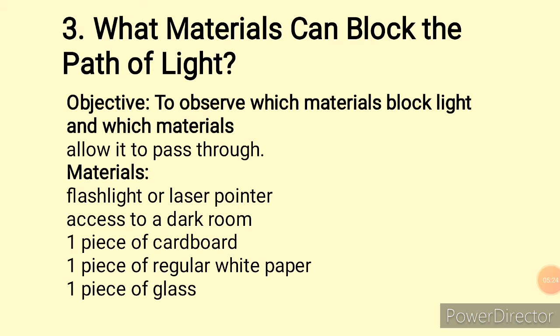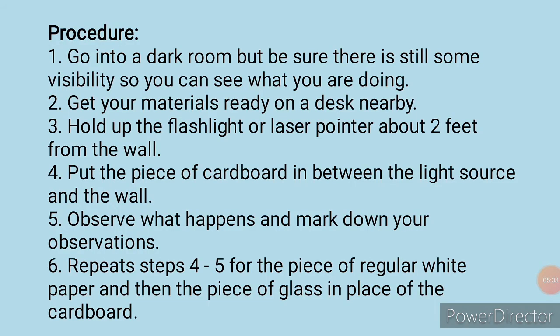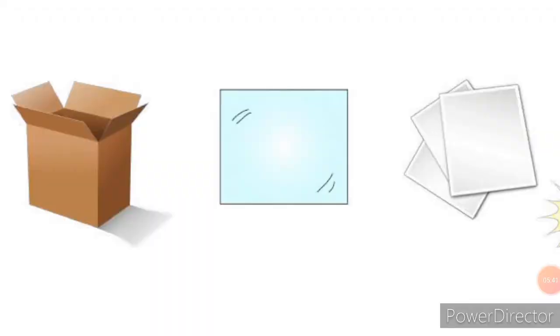And you're going to be using these materials to run such analysis. You need 3 pieces of cardboard paper, 1 piece of regular white paper, and then 1 piece of glass. And then you use light to pass through those materials, and you record your observation on your worksheet. It's quite easy. Can you see it?